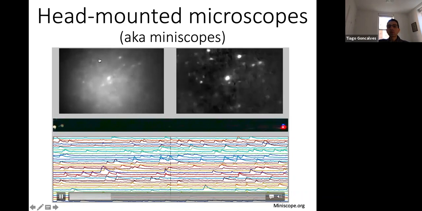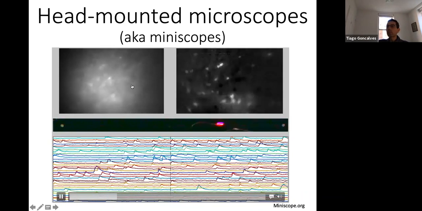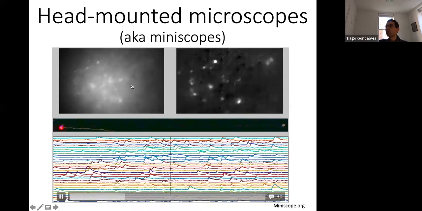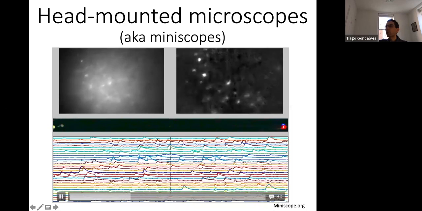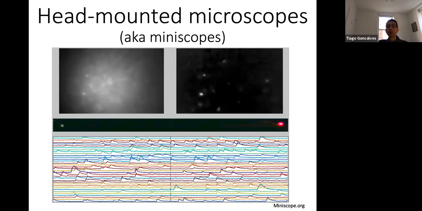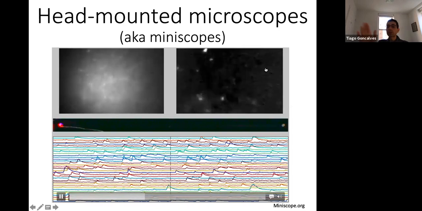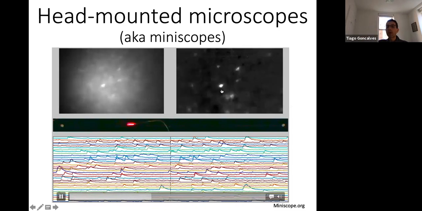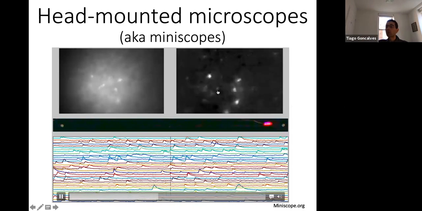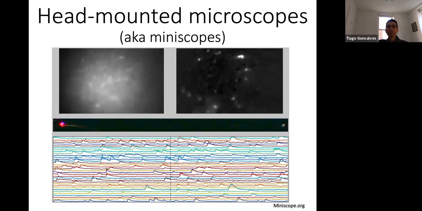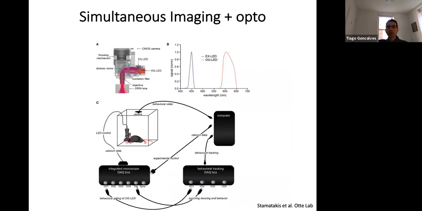And this is what you see, this is the raw data. It's single photon. You see that it's a lot noisier, a lot cloudier than 2-photon imaging that I showed you before. But with the right algorithms, and next week we're going to talk a little bit about that, you can still extract single cells. And so you can do a lot of stuff, like you can combine this with optogenetics.